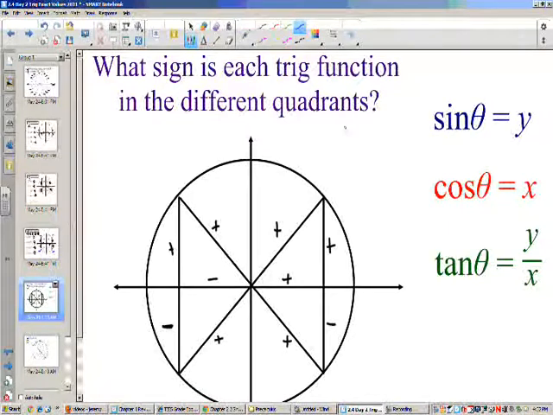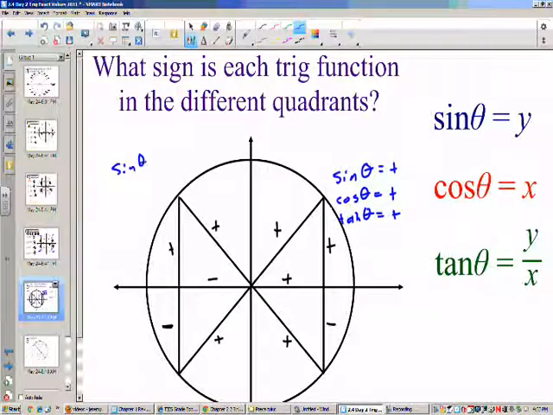Now let's think about sine, cosine, and tangent. In this quadrant, sine of theta is going to be opposite over hypotenuse, which is positive. Actually, all of them are going to be positive. Adjacent over hypotenuse, positive. And the tangent of theta is always going to be positive because positive over positive.